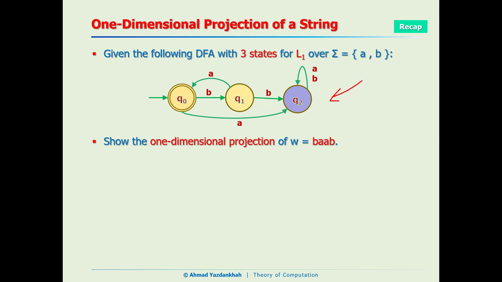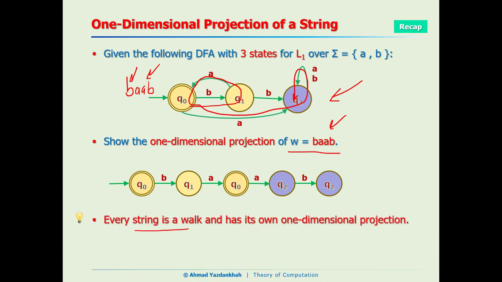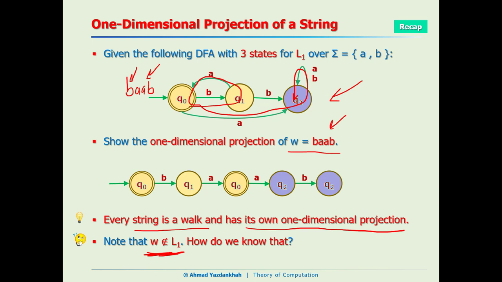Look at this DFA. We are going to talk about this string, BAAB. Any string can be considered as a walk, because when you feed the BAAB here, it starts from this B and then A and B. You see, this is actually a walk, right? And if we project it in one dimension, we will get this. As I said, every string is a walk and has its own one-dimensional projection. And also, we need to know that this string was not accepted. It does not belong to this language.